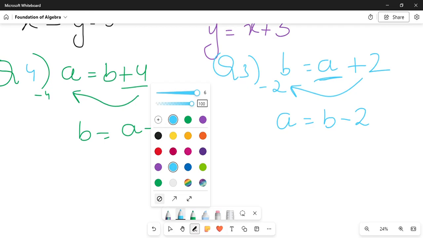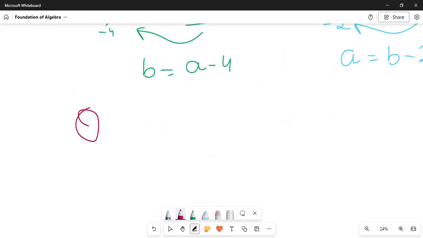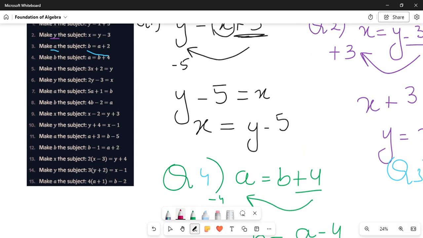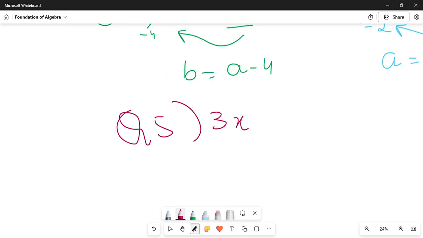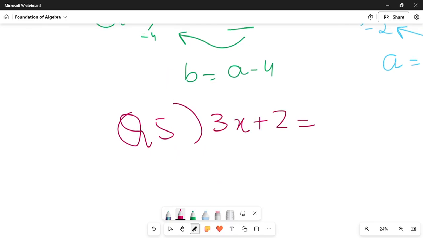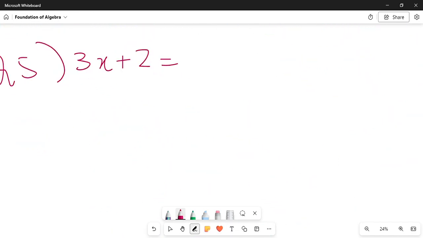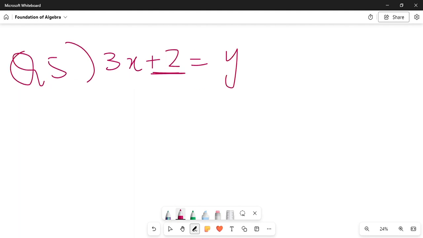And the last question of this video, I will cover the other 10 questions in the next practice video. So last question, question number 5, which is make x the subject. 3x plus 2 equals y. And we have to make x the subject here. So first I can move this plus 2 to the other side of the equation. So 3x equals y minus 2.